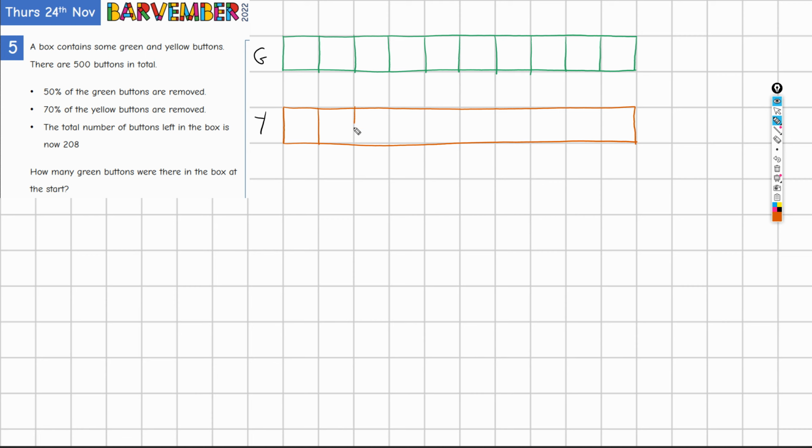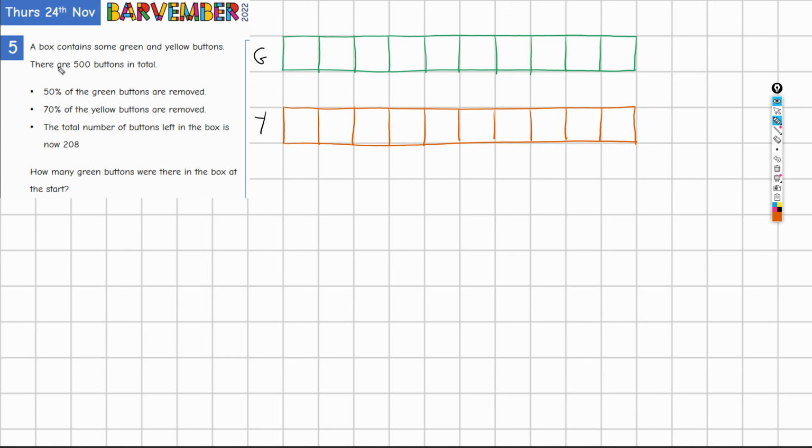Now, I'm drawing what I know, but I also need to bear in mind what I don't know. I do not know if there are more green buttons or more yellow buttons or the same number of green and yellow buttons. I simply don't know that. So I do not know what the size of this part is in relation to this size. What I do know is I am going to treat these as unequal. This part is the same as this part, but this part is probably not the same value as this part, and I need to just bear in mind when I'm drawing my model or using it.